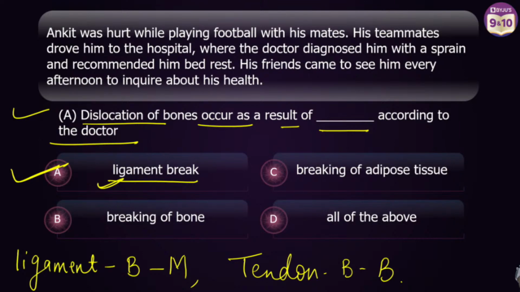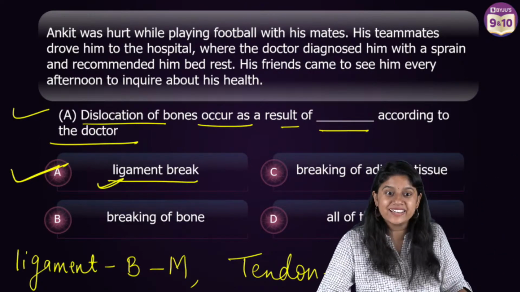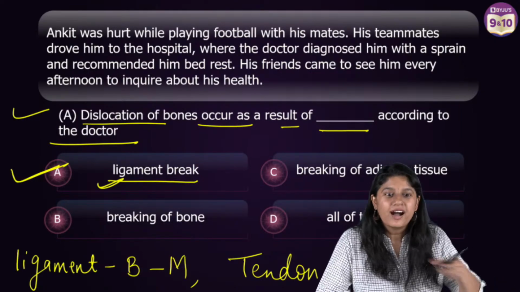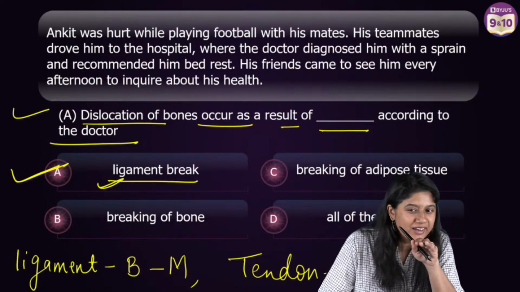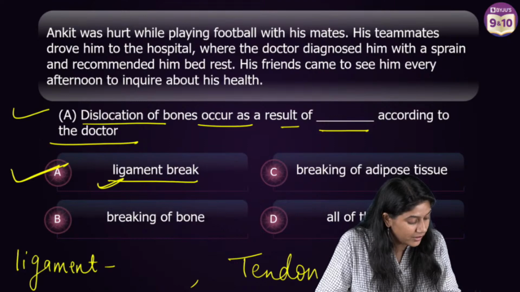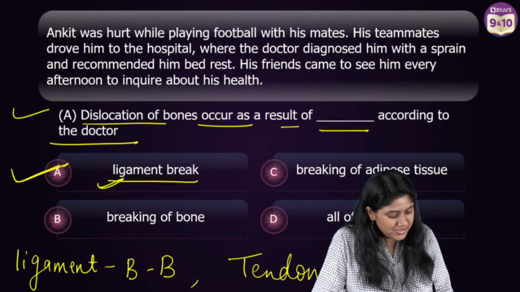Tendon connects muscle to bone or bone to bone? It's wrong, right? See, I want all of you to be present in class. I was just checking. Many of you got carried away in the chat. We know that ligament joins bone to bone and tendon joins muscle to bone.